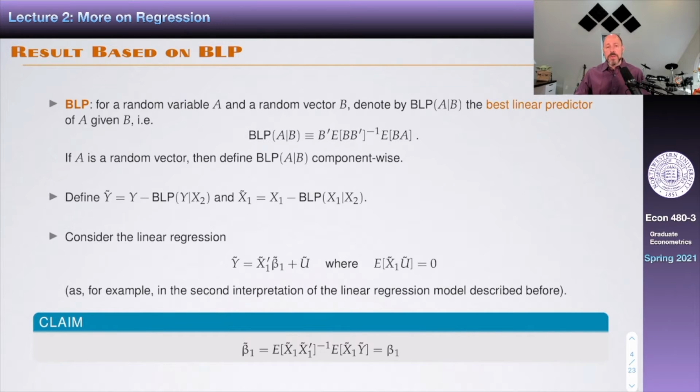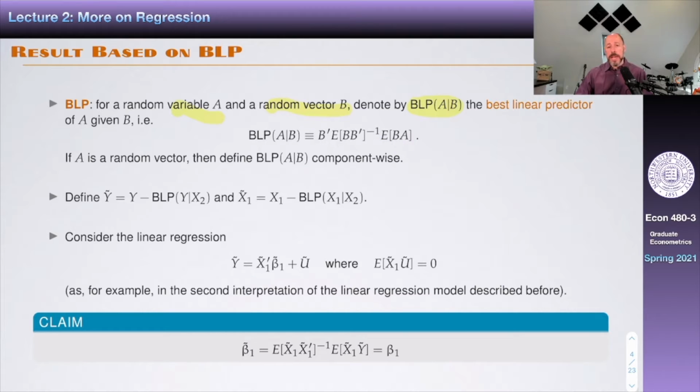So in order to do this, I'm going to be using the best linear prediction operator that is associated with this interpretation 2 that we discussed last class. Okay. So just let me introduce some notation first. For any random variable A and a random vector B, I'm going to define the best linear predictor of A given B, okay, in the following way, which is exactly what we did last time.